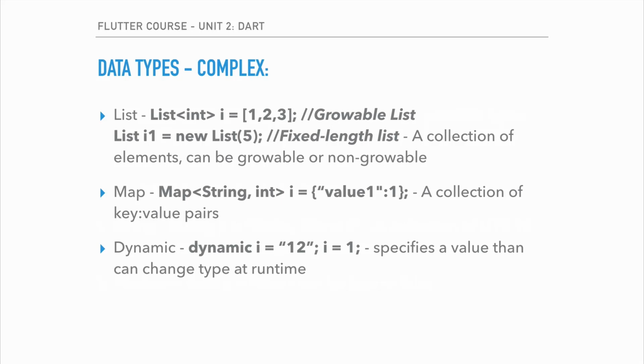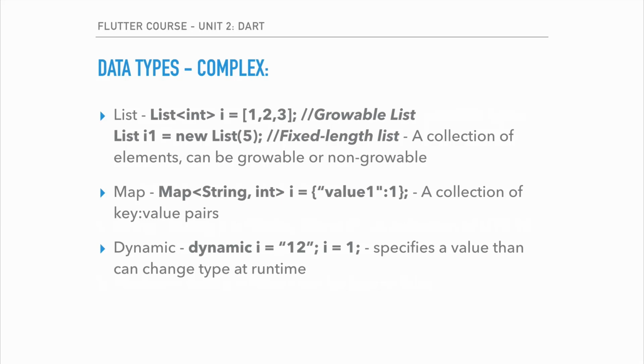And then we can see we have another example of a list here after that, list I1, which is going to be instantiated. Instead of just giving it a list, we're going to say new list and then pass in 5 into that constructor. What that's going to do is make the list fixed length, so we can't add new elements to it. It has a maximum of 5 elements, and we can't add more. And so yeah, that's essentially the whole idea behind a list in Dart.